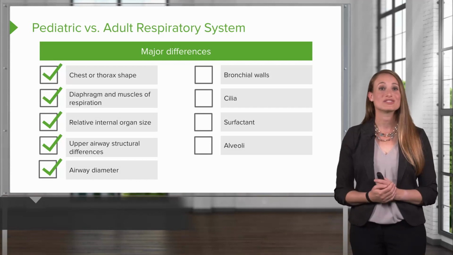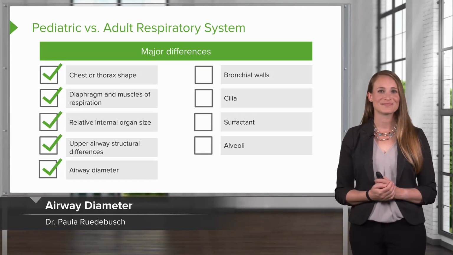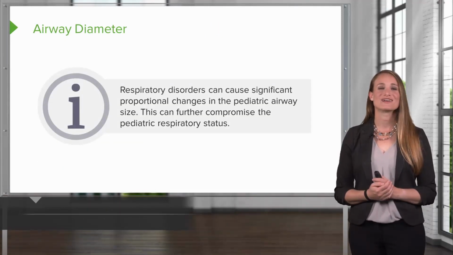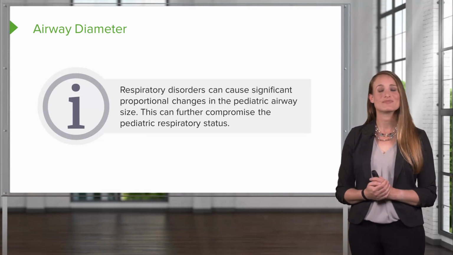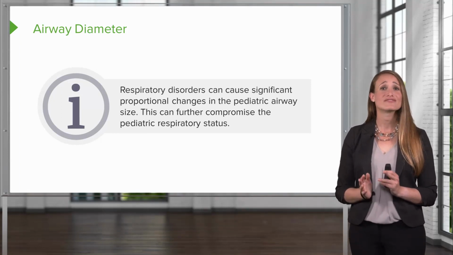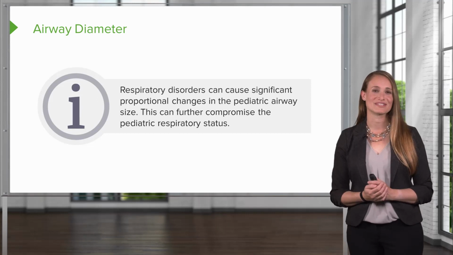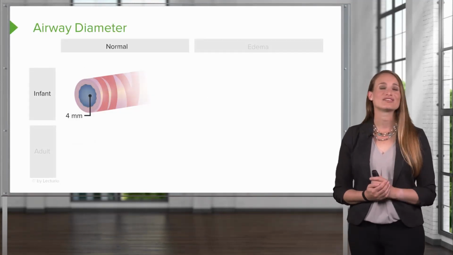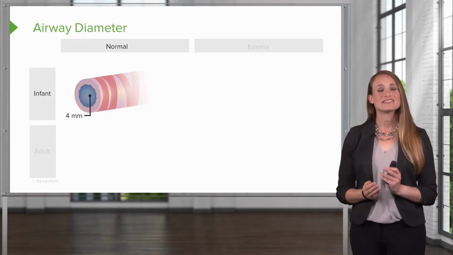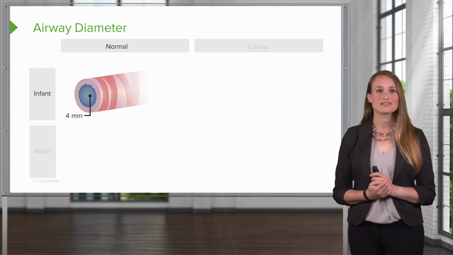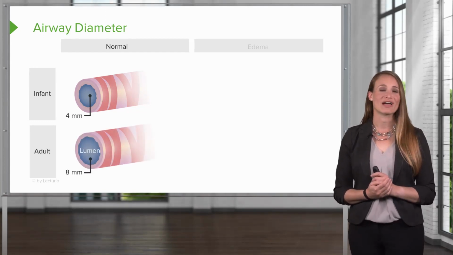Now let's talk about the major differences in airway diameter. Respiratory disorders can cause significant proportional changes in the pediatric airway size, and this can further compromise the pediatric respiratory status. Here on the left, you'll see an infant's lumen. The diameter is patent about 4 millimeters, and on the bottom, you'll see an adult airway. The lumen is patent about 8 millimeters.